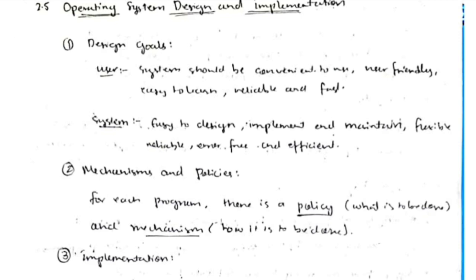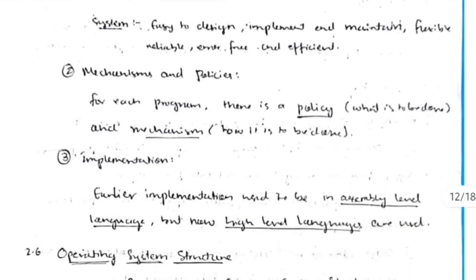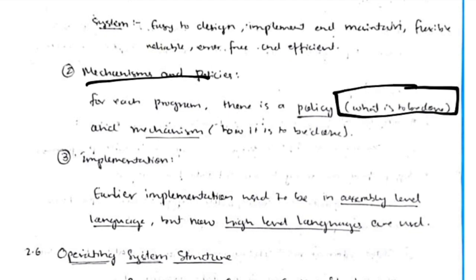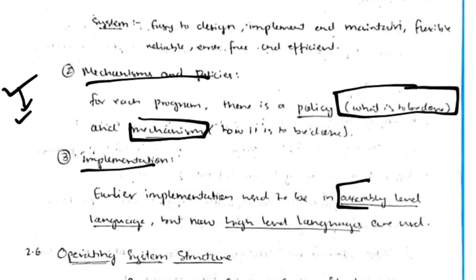Okay, after getting to know the design, we have to see the mechanism and the policies. Policies say what is to be done, that is, what the operating system should include, and mechanism says how to include a particular feature. And implementation means implementing the operating system in assembly level language or high level language.